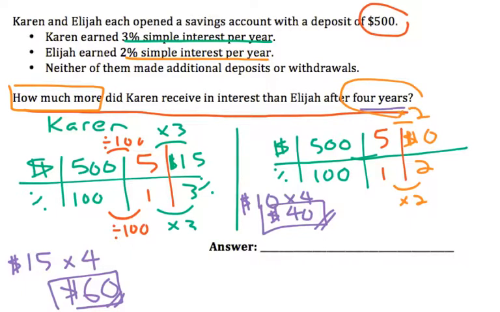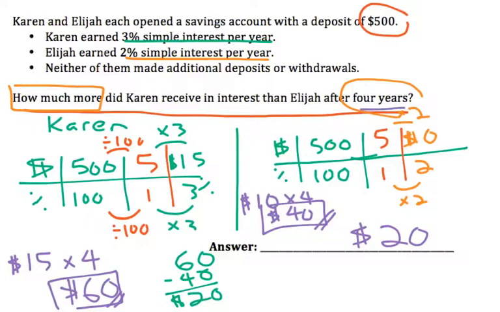All right, so now we've got Karen, we've got Elijah. Let's answer the final question. How much more did Karen receive in interest than Elijah after 4 years? Well, 60 is 20 more than 40. You could just do 60 minus 40, and you figure out that Karen ends up making $20 more than Elijah after 4 years.